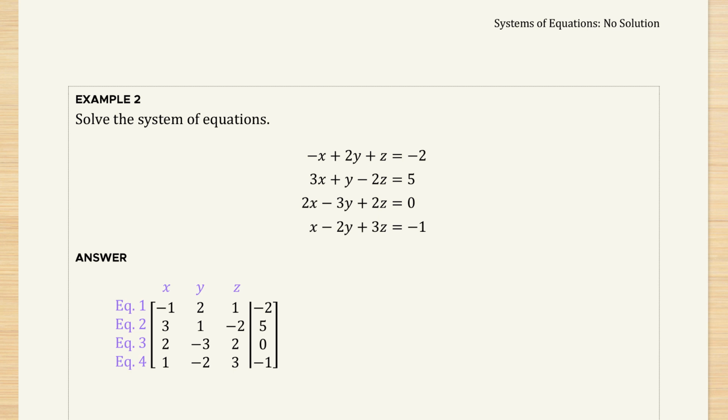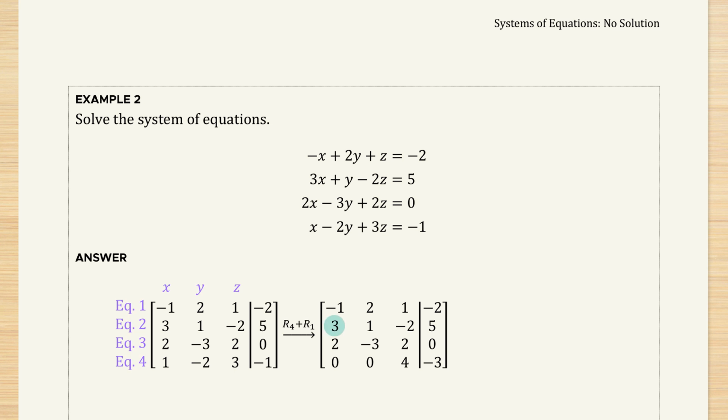We row reduce this matrix, trying to get as many zeros as we can. The first thing I notice is that we have a 1 and a -1. We can cancel that 1 by adding that -1 to the 1. Row 4 plus row 1. 1 plus -1 is 0. -2 plus 2 is 0. 3 plus 1 is 4. -1 plus -2 is -3.